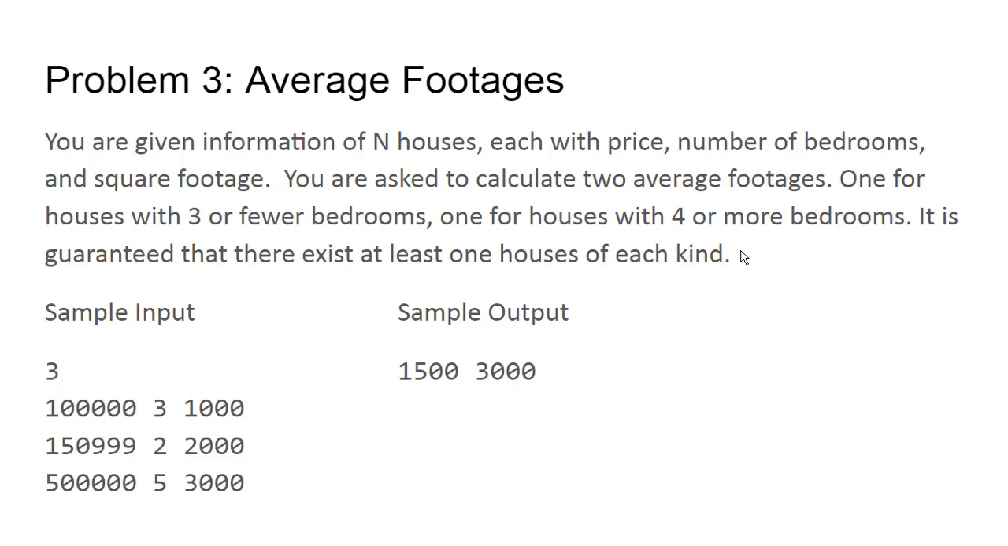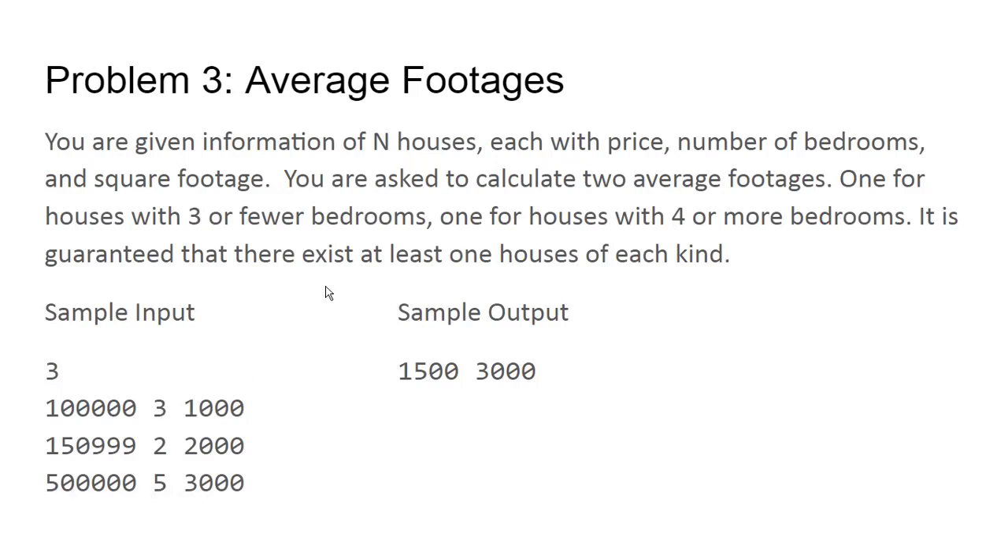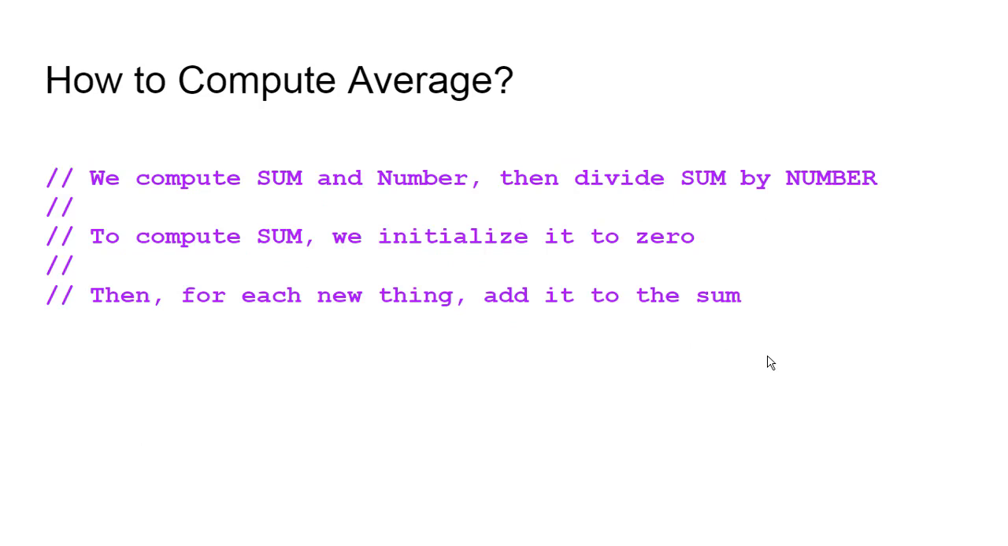So this should be pretty straightforward. Given this sample input with 3 houses, the first two have 3 or fewer bedrooms, one has 1,000 square feet, the other has 2,000, so the average is 1,500. And there's only one house with 4 or more bedrooms, so the average is just 3,000. So this question asks to compute the average. How do we do that?